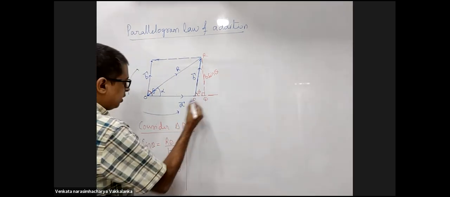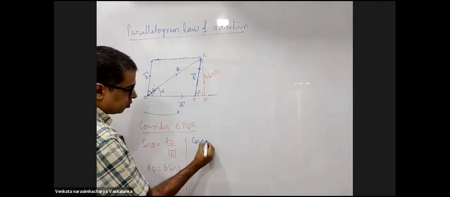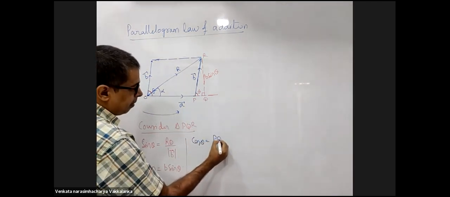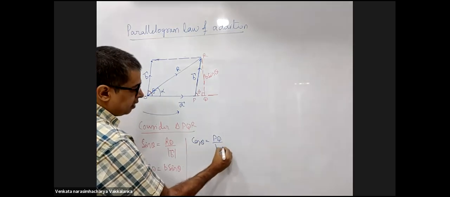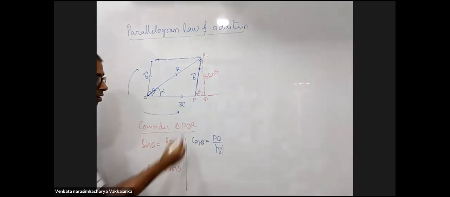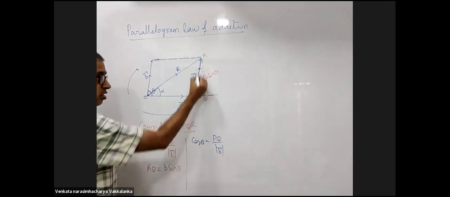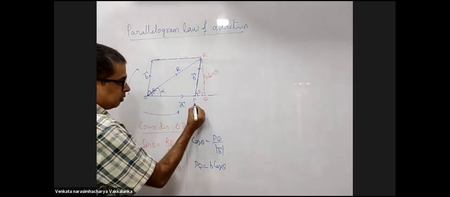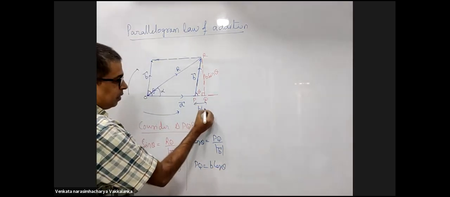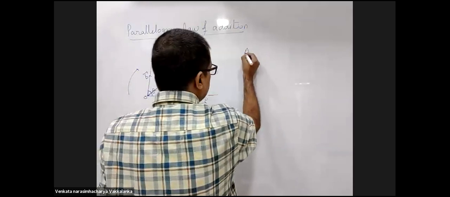What will PQ be? Cos theta will be PQ divided by the hypotenuse, adjacent side by hypotenuse. PQ is B cos theta. So far, so good. Yes or no? Yes, sir.